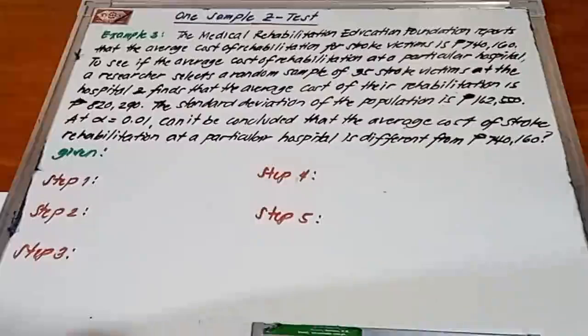The standard deviation of the population is 162,550 pesos. At alpha equal to 0.01, can it be concluded that the average cost of stroke rehabilitation at a particular hospital is different from the national, which is 740,160, or different from the population?